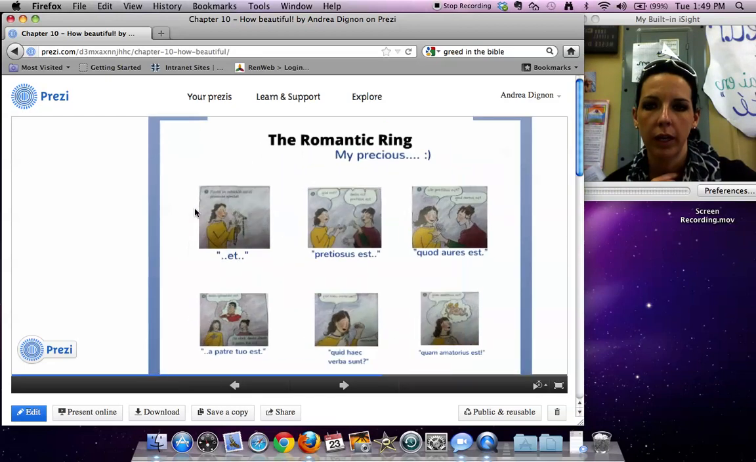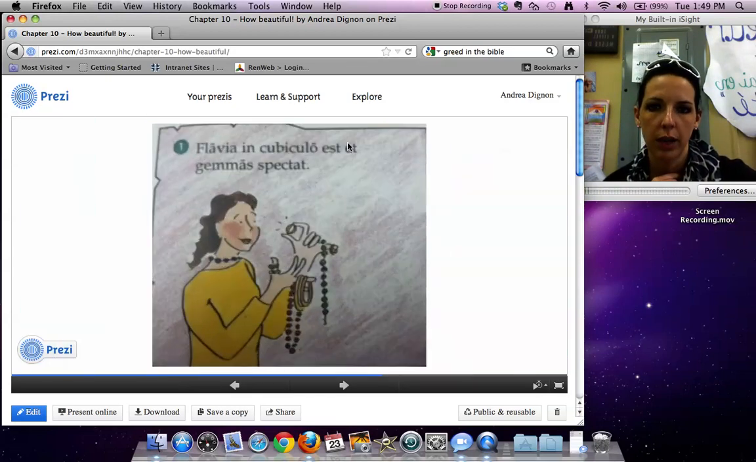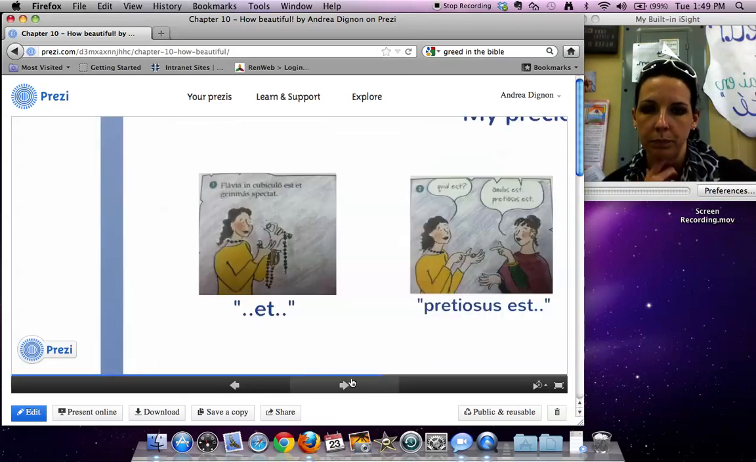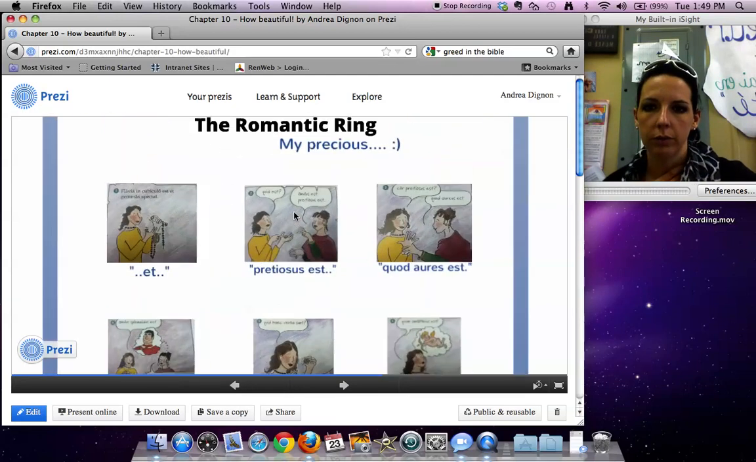And really quick, again, here's another conjunction. This word right here is our conjunction. Flavia in cubiculo est is one sentence. Gemas spectat, she is looking at the jewels. So that's two sentences stuck together. All right, here we go.